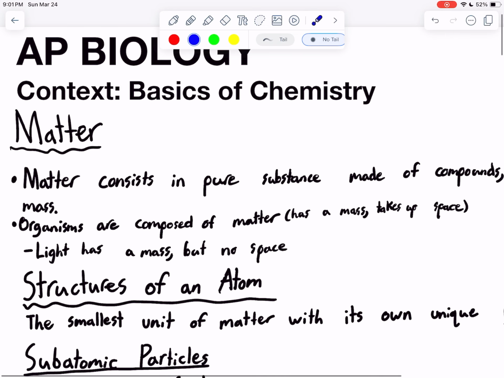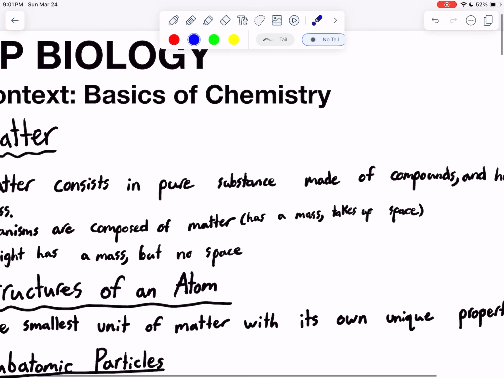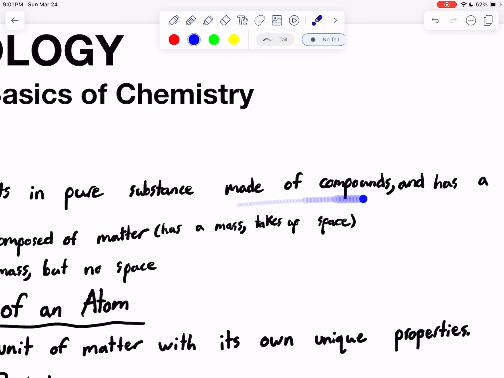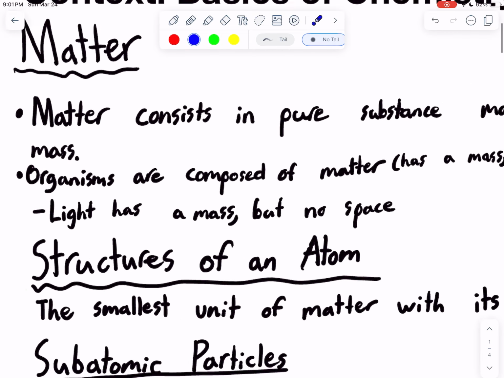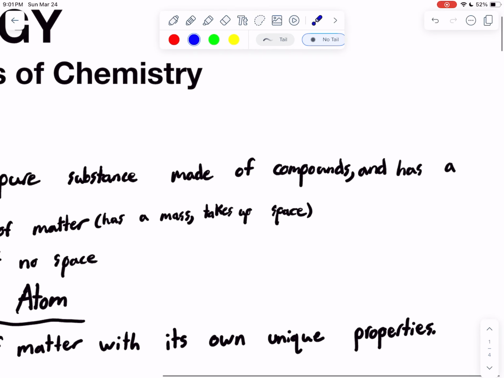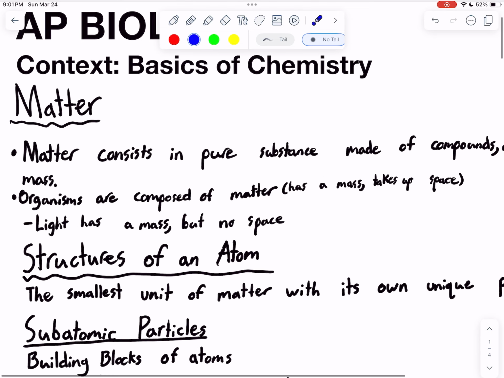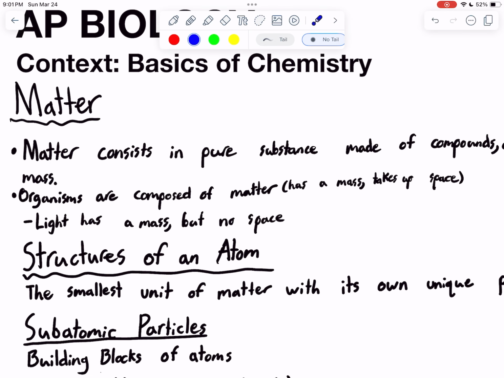So first off, what is matter? Matter consists of any pure substance, and it's made of compounds, molecules, or atoms, and it has a mass. But really, matter is anything with a mass or a volume. It's important to note how light has a mass but does not take up space. Therefore, it isn't considered matter.